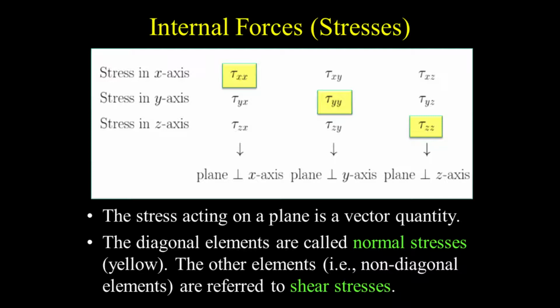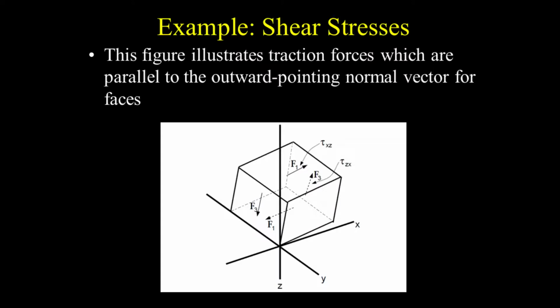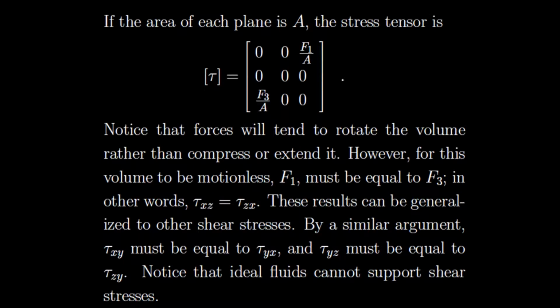Stresses at a point, here represented by an elementary volume or particle, are represented by a stress tensor. That is, a matrix whose columns contain vectors that transform like a second-rank tensor. This figure illustrates traction forces, which are parallel to the outward pointing normal vector for faces. If the area of each plane is A, the stress tensor is as follows.